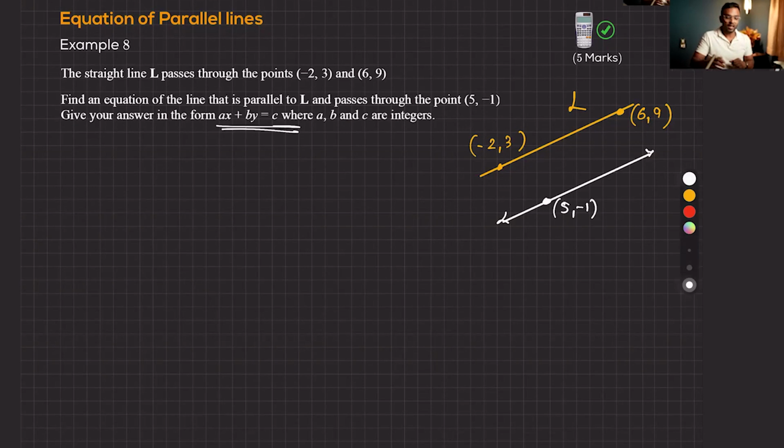Okay, so in this case, we got to find the gradient of the yellow line, right? What is the gradient formula, everyone? m equals y2 minus y1 over x2 minus x1, right?